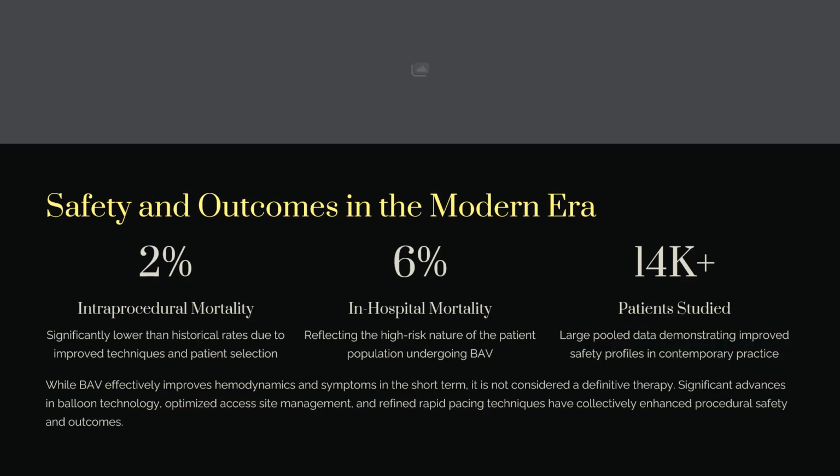What is the safety and outcomes in modern era? Intra-procedural mortality is only 2%, so it is safe. In-hospital mortality 6% due to other causes, and 40k plus 14k plus patients are studied, on the basis of which this too has been told.